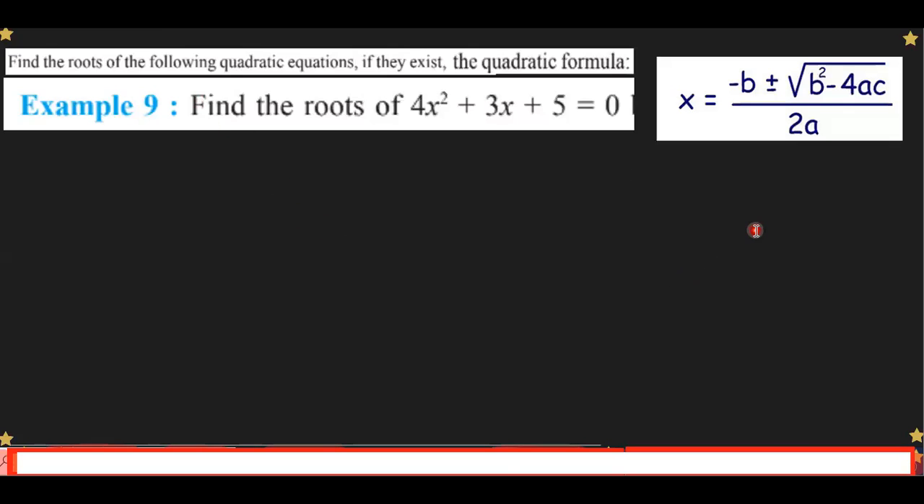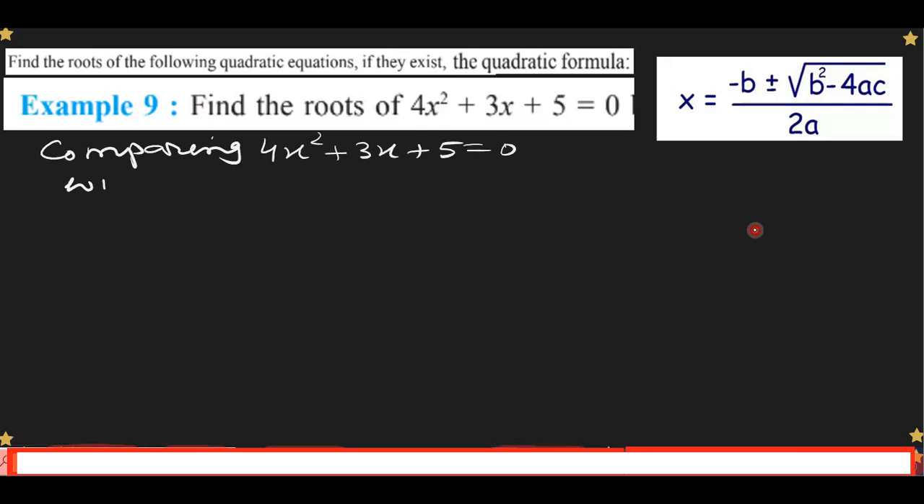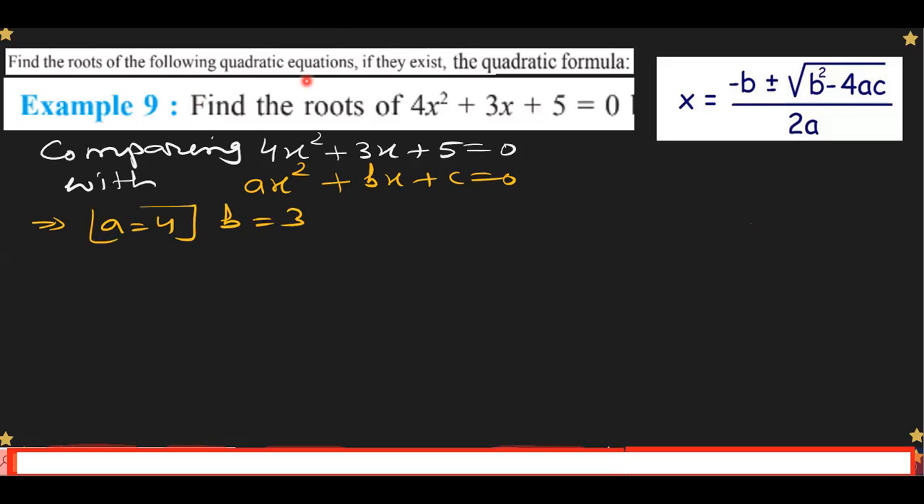Example number 9, comparing 4x square with the standard form, that is ax square plus bx plus c is equal to 0. We have a is equal to 4, b is equal to 3, and c is equal to 5. देखिए, x square coefficient a here is 4, the coefficient of x is here b and here 3, and the constant term is here c and here 5.